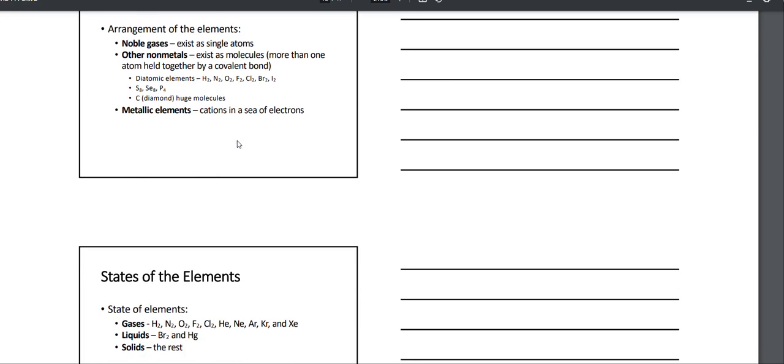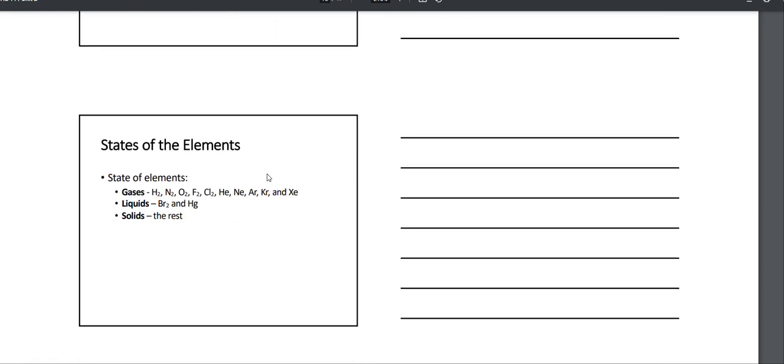Metallic elements are cations surrounded by a big amount of electrons, or a sea of electrons. The states of the elements of the periodic table really depend on whether it is a metal or non-metal. But let's take some examples. When it comes to gases, obviously we all know that oxygen is a gas, nitrogen is a gas, hydrogen, fluorine, chlorine, and you can also assume iodine and other stuff. Well, iodine is not really covered by this. Helium, neon, argon, krypton, and xenon also exist in a gaseous form.